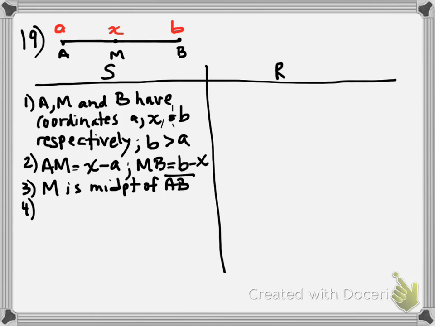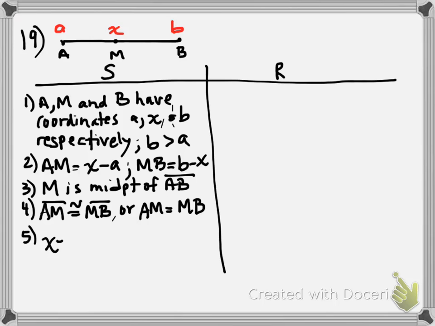Fourth is segment AM is congruent to segment MB, comma, or the length of AM is equal to the length of MB. I'm going to tell you right now, I have a huge issue with this, and I'll show you how this would change on a proof. Then we have x minus a is equal to b minus x. Then they partially give us statement 6, where they have 2x equals, and we have to fill in the blank. Then they give us x equals a plus b over 2.